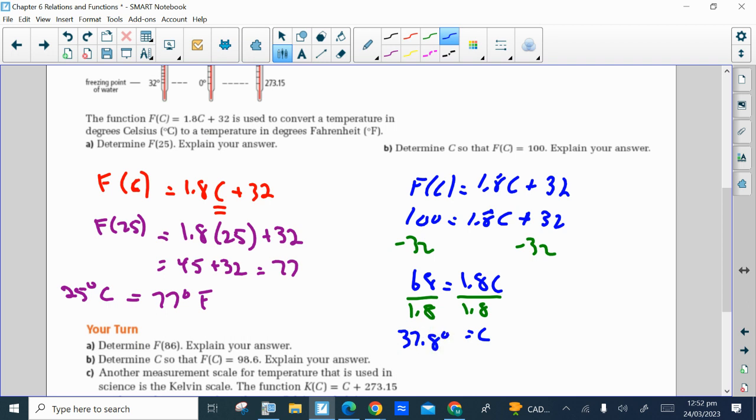Because for the other one, we were just given C. We wanted to find out what f at 25 was, which means C was replaced with 25. In question B, you're told what all of f at C is, not just C. And f at C is what's on the left side of the equation.